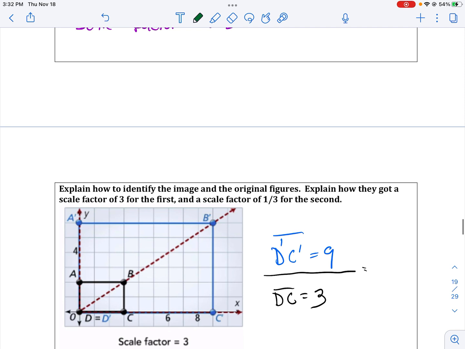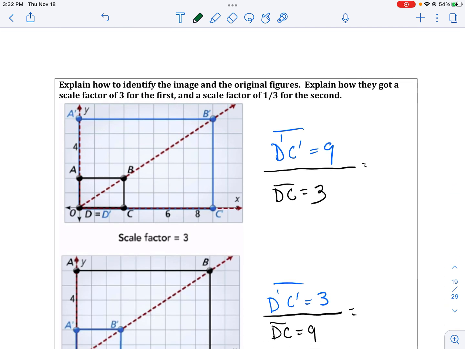So let's get into it. This first graph right here would be an enlargement. We are making the original, the black shape, larger into the blue shape. And to find the scale factor, you can count the side lengths. So in the blue shape, from point D prime to point C prime, that is 9 units long. That's where I got the 9 from.